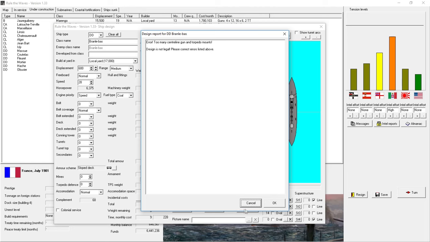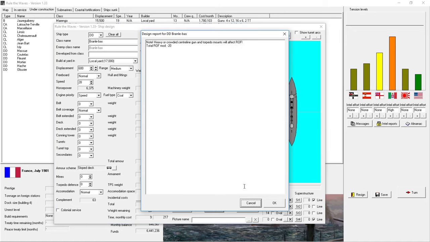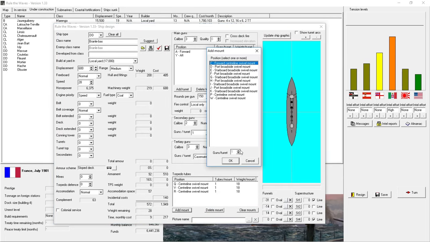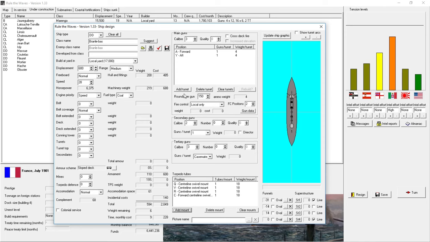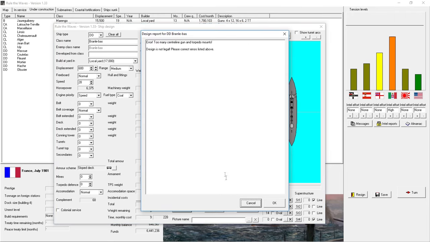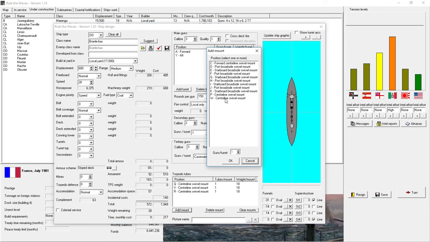Too many centerline torpedo mounts. Damn! It didn't say it was illegal before. Let's see here. What if we do that? Crowded, centerline gun and torpedo will affect rate of fire. What if we add a forward centerline swivel mount? And then add an aft centerline swivel mount? Well, no. Can we do an aft something? Too many centerline. Damn, you're still centerline. Is everything centerline? Dude, is that the only option we have right now? Swivel mount, port broadside. Where does that go? Over here?